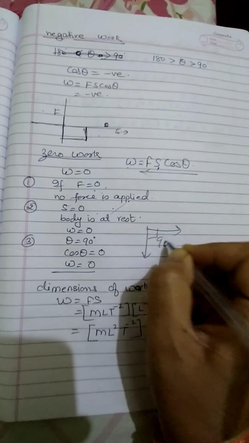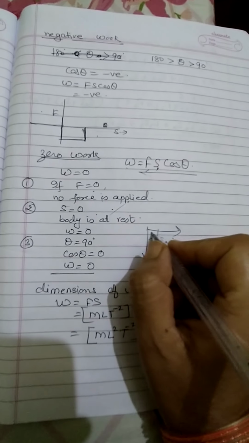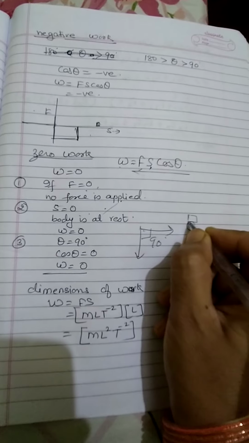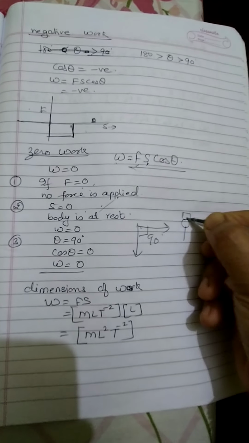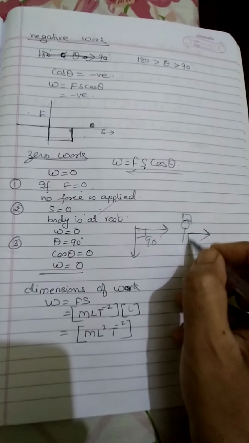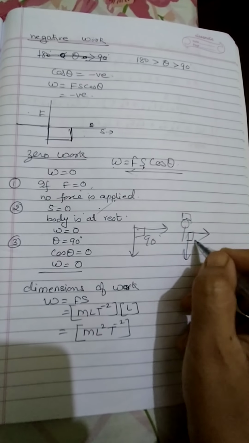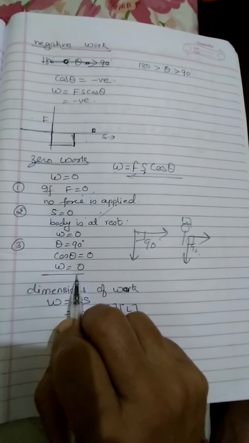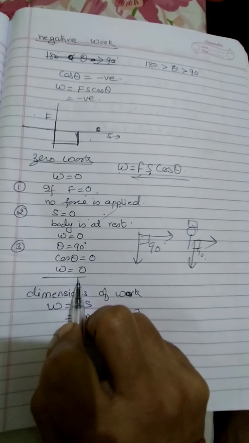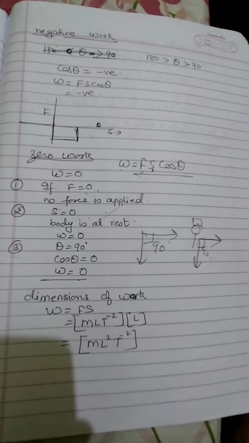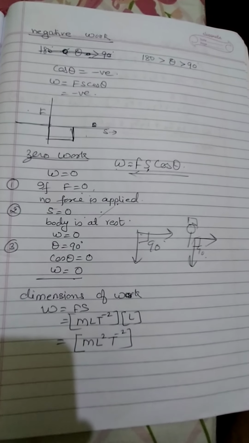of 90 degrees. The example is when a person is moving on a platform with a heavy weight on his head. If he is moving in this direction, gravity is always acting in the downward direction, so the angle is 90 degrees. So in that condition, the work done will be 0. So whenever you are moving on a horizontal platform, the work done against gravity is 0.